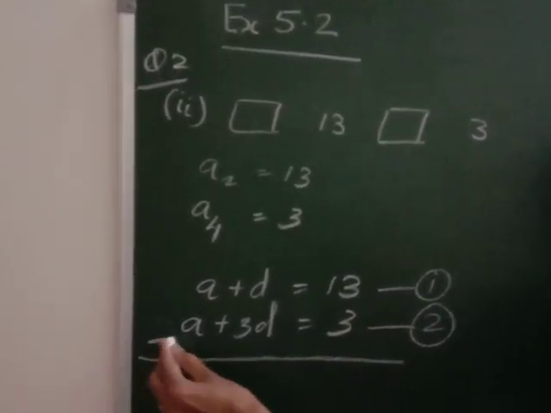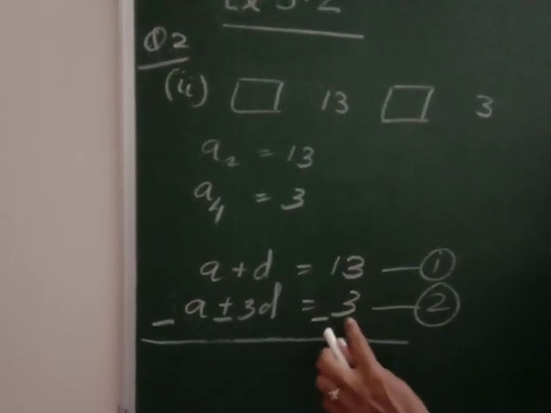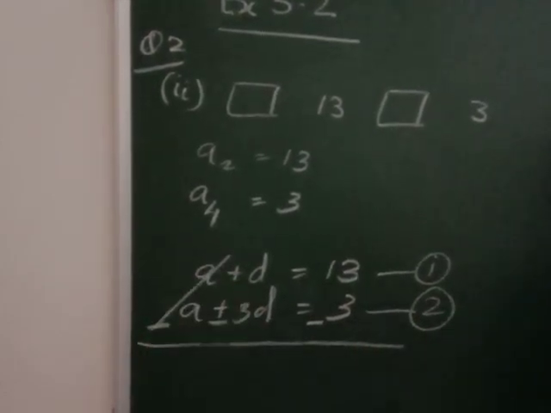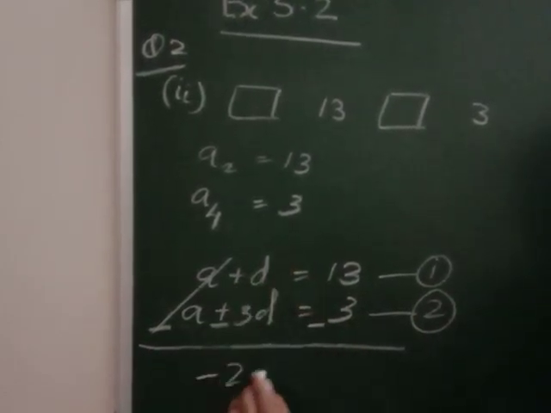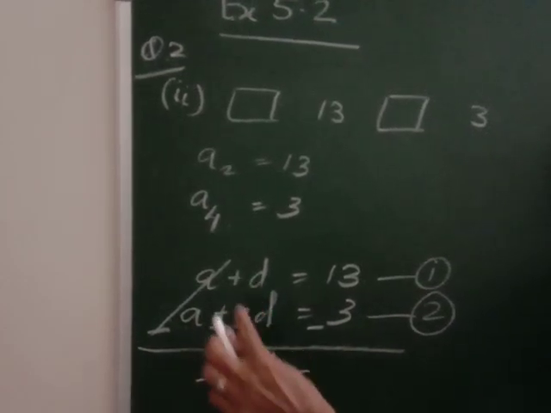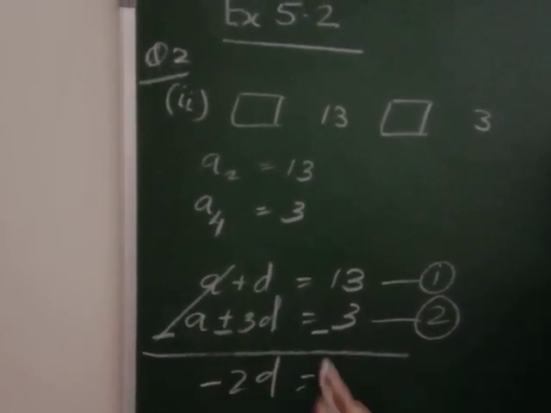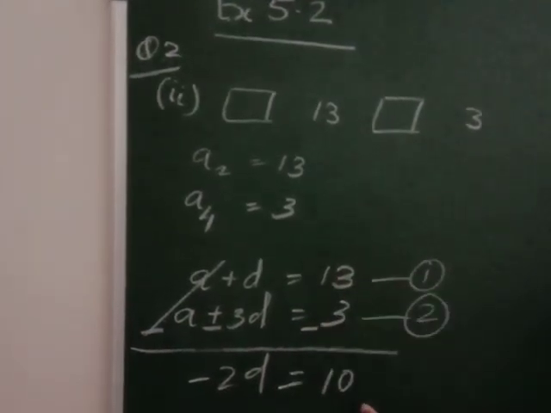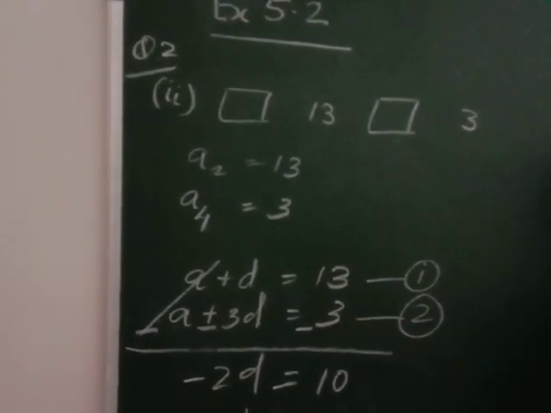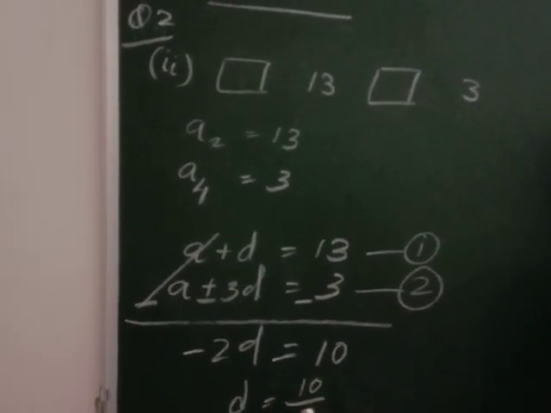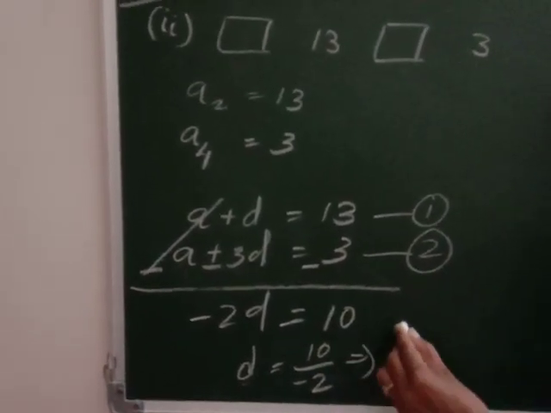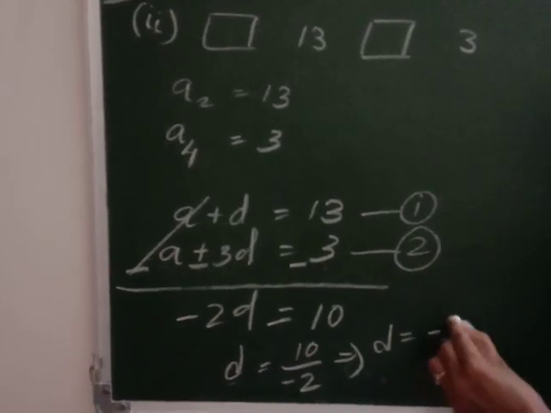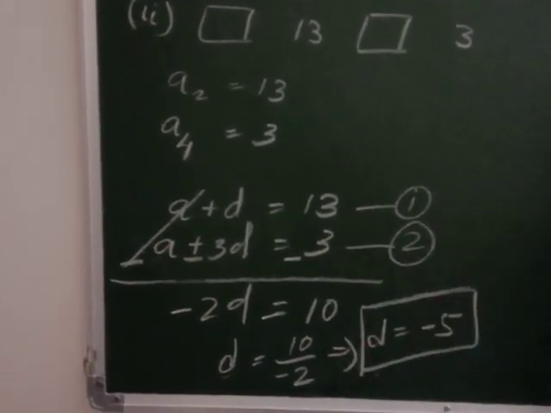Now this is my first equation and this is my second equation. If I do subtraction, 1 minus 2, A gets cancelled. I will get minus 2D, because 1 minus 3 is minus 2. And here 13 minus 3 is equal to 10. So D is equal to 10 upon minus 2, which implies D is equal to minus 5. I got the value of D.